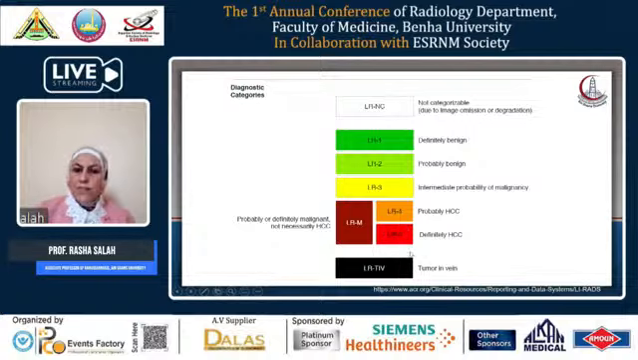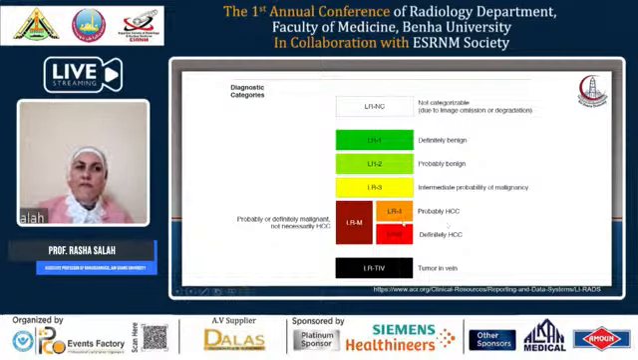Why is LIRADS 5 a definite HCC diagnosis? Because HCC may be the only pathological entity that can be diagnosed by imaging alone, without the need for further histopathological verification. So LIRADS 5 is confined to lesions that show the classic appearance of HCC, and they are definitely HCC, as we mentioned earlier.